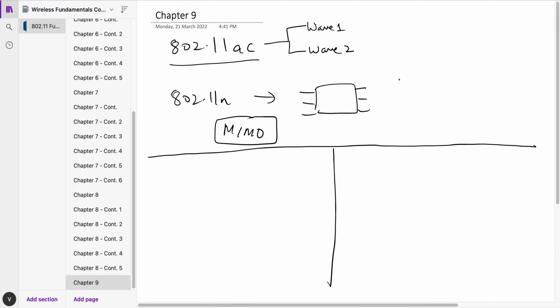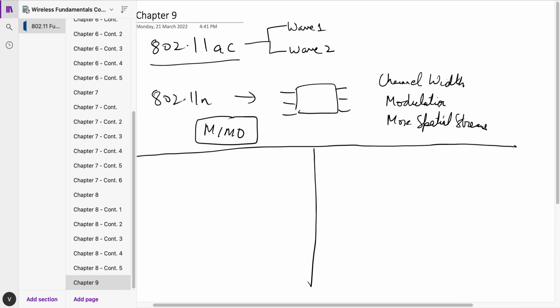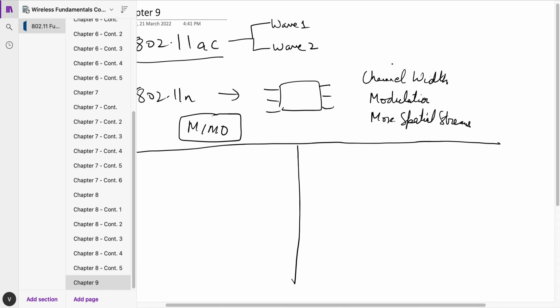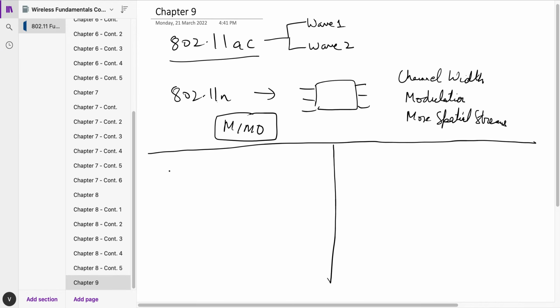What we did in .11n, we had channel width introduced, right? We had modulation, which was 64 QAM introduced. We had more spatial streams, of course, which was like 3x3 we talked about. And of course, we used to call it MIMO anyway, but in .11 AC, we took advantage of what was introduced with .11n, and we made it better. So in channel width, we went from 40 to 80 to 160, modulation also became better, and more spatial streams were also introduced. So we'll discuss that here.